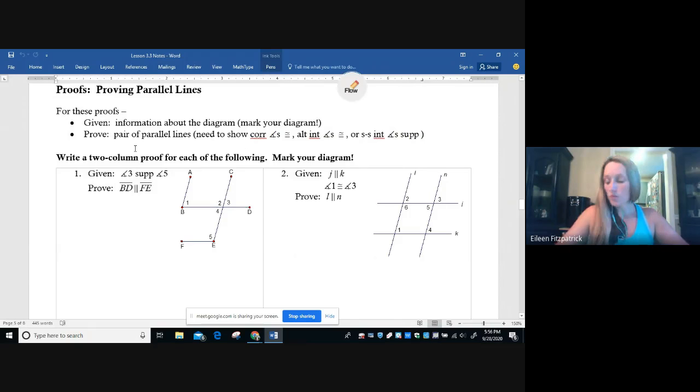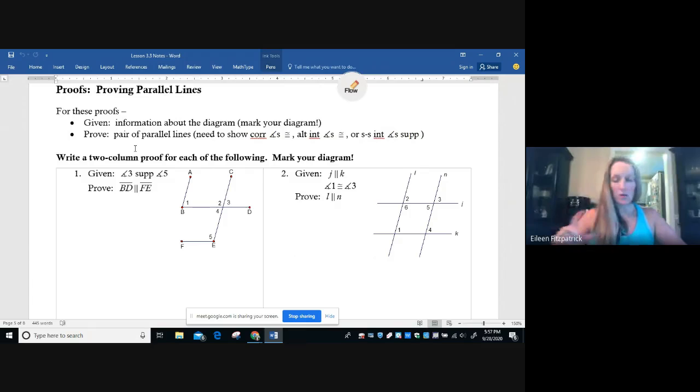So in order to prove that lines are parallel, keep in mind, how do we prove lines are parallel? We have to show that a pair of corresponding angles are congruent. Or we have to show that a pair of alternate interior angles are congruent. Or we have to show that a pair of same side interior angles are supplementary. Those are the ways of proving that our lines are parallel.